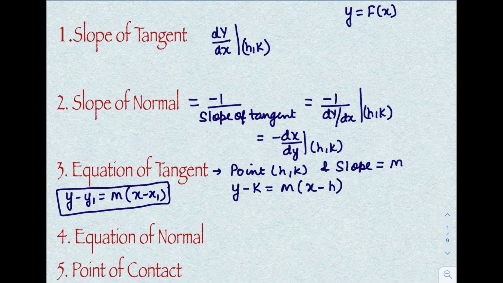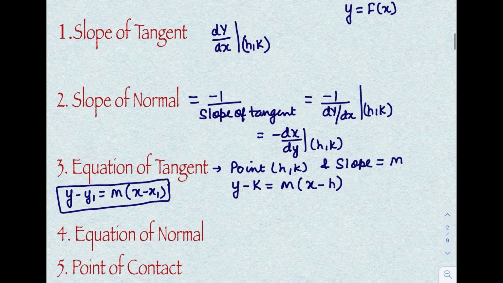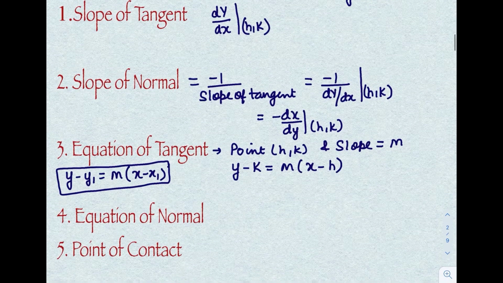And similarly, if we need to calculate equation of the normal, it's just same as equation of tangent. The only thing changes is its slope. Y minus k equal minus 1 upon m x minus h.